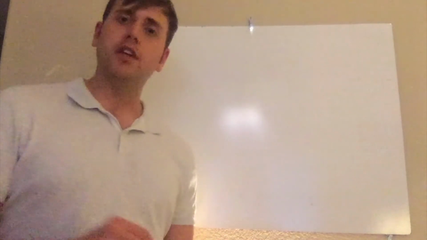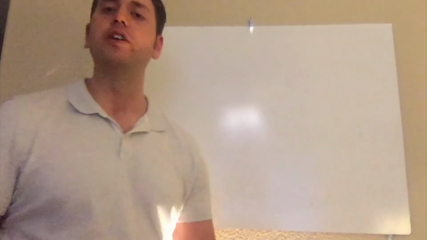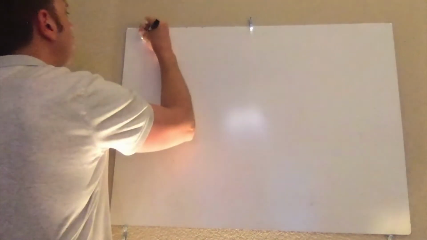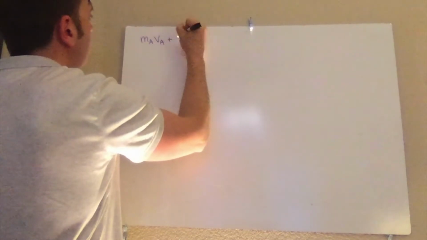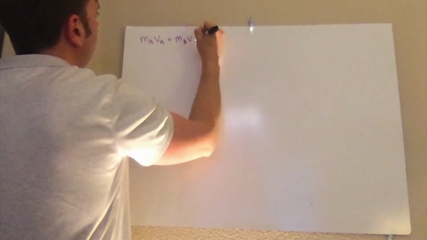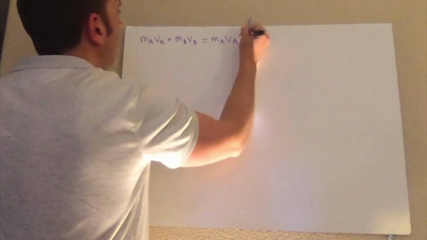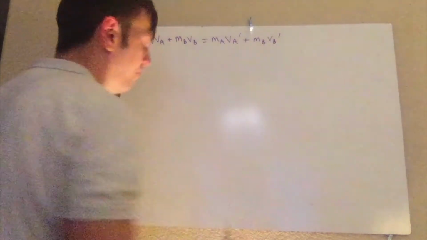Okay, so let's look at this example of this two-body elastic collision in one dimension that we saw on the slide. We have two objects, A and B, and we know that momentum is conserved. So we have an equation right away we can write down, which is MA VA plus MB VB equals MA VA prime plus MB VB prime.